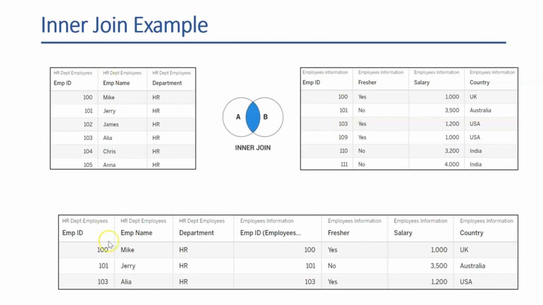So these three are the common employee IDs between these two tables. Your final table will have these three rows, that is employee ID 100, 101, and 103, with all the columns you mention in your select clause. Inner join will give you the common rows between the tables you are joining. You can remember this from the Venn diagram: only the common will be retrieved. Now let's go to the SQL. Or before going to SQL, we can also see what happens if there is more than one row with the same employee ID. How will it work in that scenario?